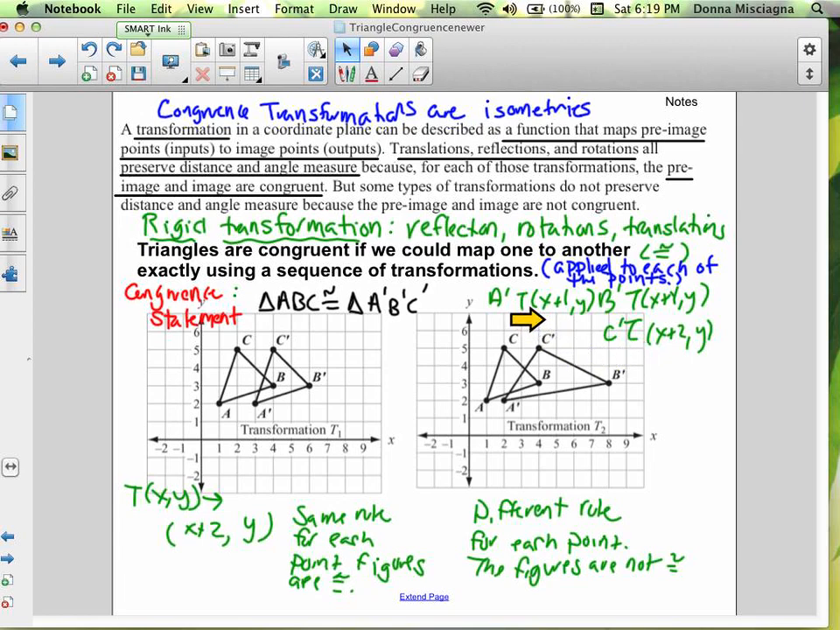Well, do these look the same? x + 1, x + 4, and x + 2? They're not the same. We have a different rule for each of our vertices of our triangle. So the figures are not congruent, right? There's not a single rule here. So those are not congruent triangles, and we are not going to write a congruent statement because they're not congruent. Can't write a congruent statement if your triangles aren't even congruent.